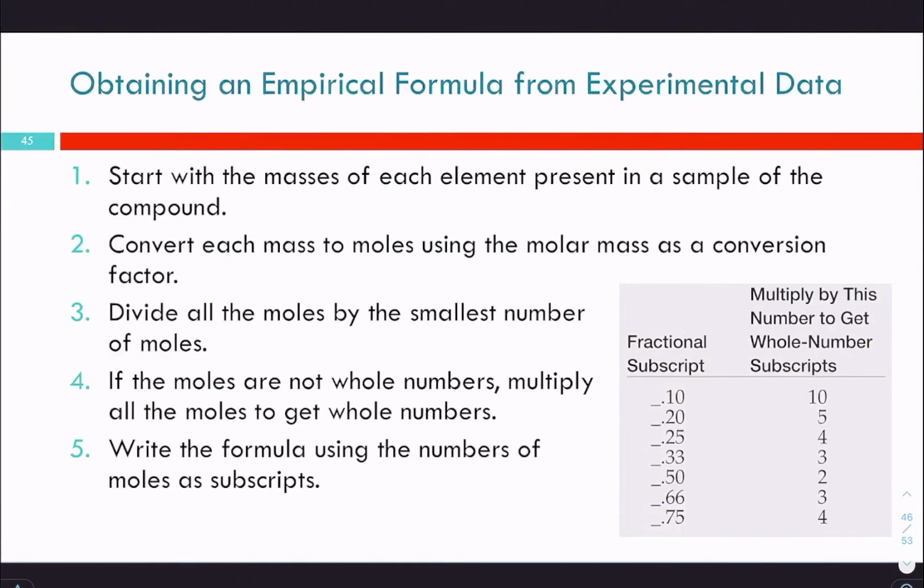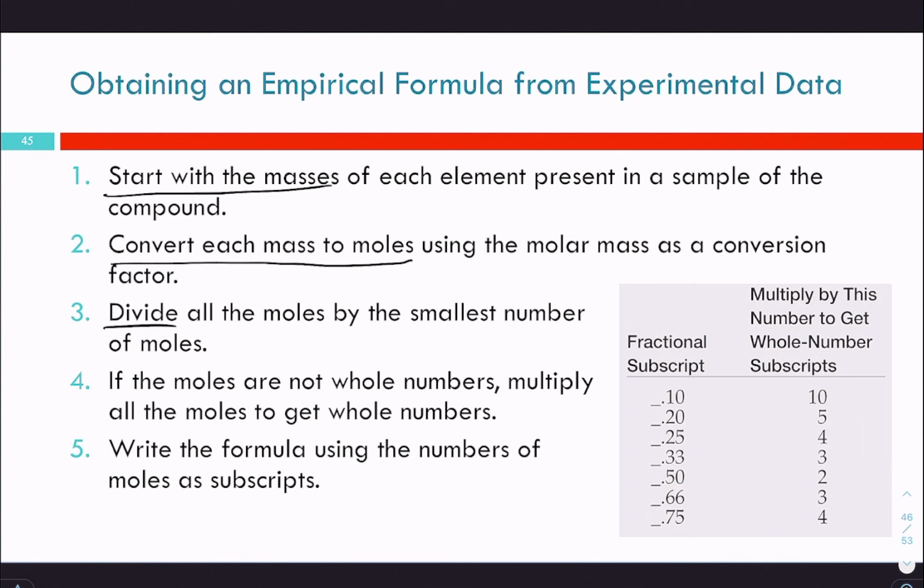Do the written out rules here. So it won't always be as clean as that, right? Because even the 3 rounded up to 3.0, it's not always that clean. Especially for your experiment, it won't be that clean. So we start with the masses of each element present in the sample of the compound. Right? So we started with 3 grams of hydrogen, 24 grams of oxygen. So start with masses, then convert each mass to moles using molar mass as a conversion factor. Because they're in grams, convert them to moles.